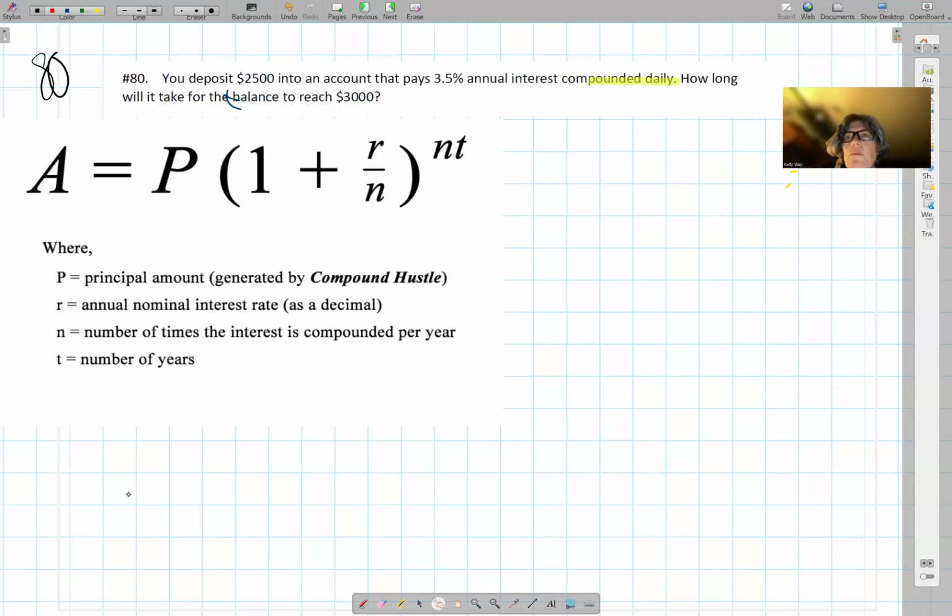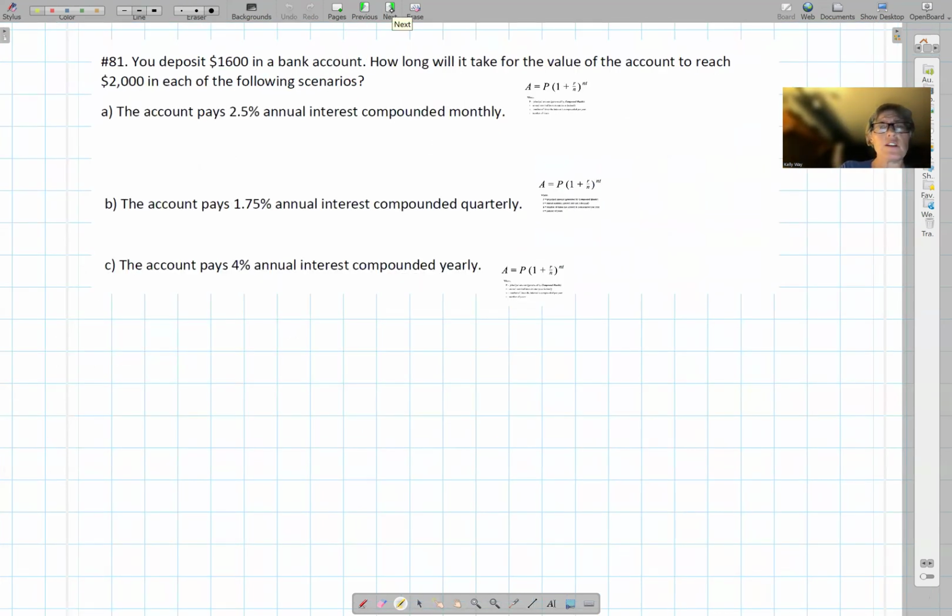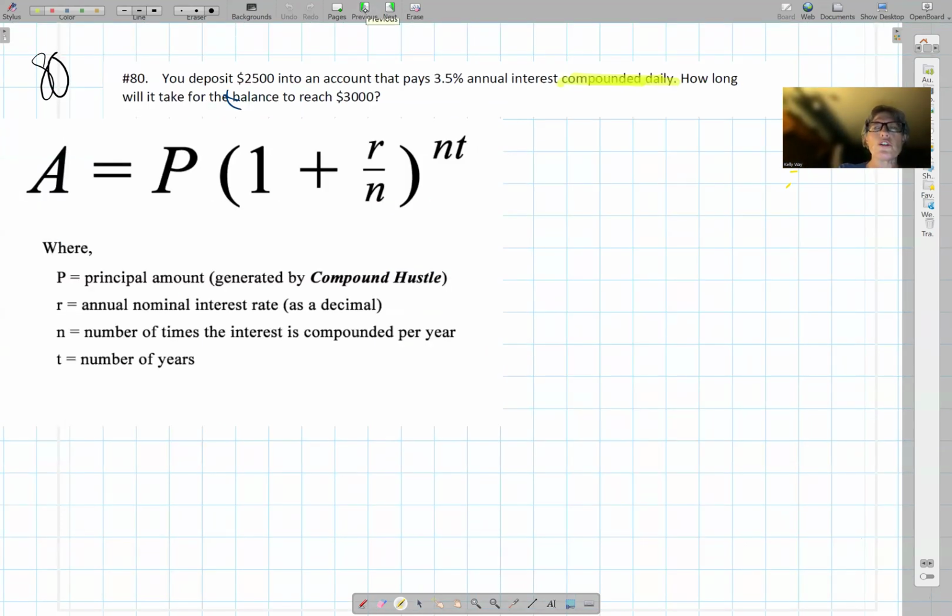I want to do another example using a different equation. The reason is that continuously and daily, in some circumstances, are nearly interchangeable. However, there are other situations in which daily and continuous are going to be very different, such as monthly, quarterly, and yearly. Therefore, I'm going to show you the more generic equation than A equals P e to the rt.